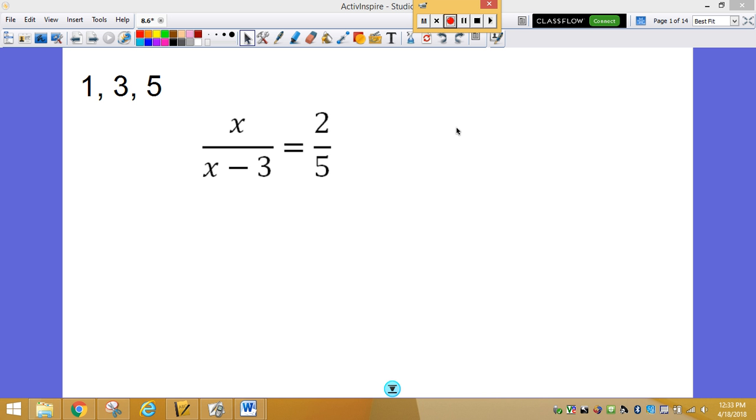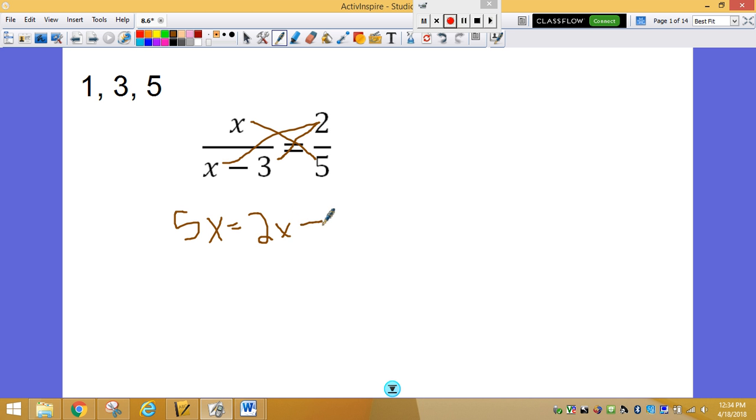Alright, 1, 3, and 5 on your worksheet look like this. It's really easy. It's just a proportion, so we're going to solve it by cross multiplying. So I'm going to do 5 times x and get 5x. When you cross multiply here, you're going to multiply to both of them. So 2 times x is 2x. Bring my minus. And 2 times 3 is 6.